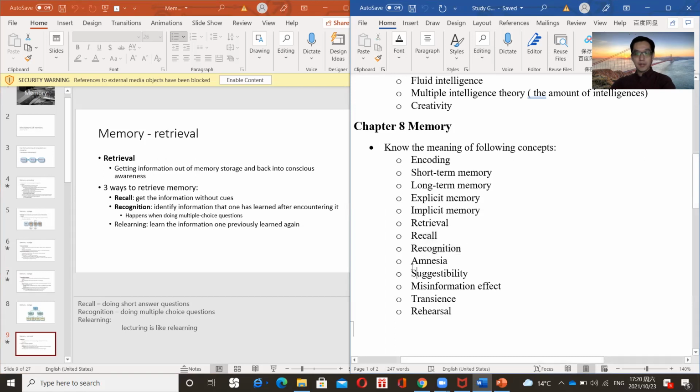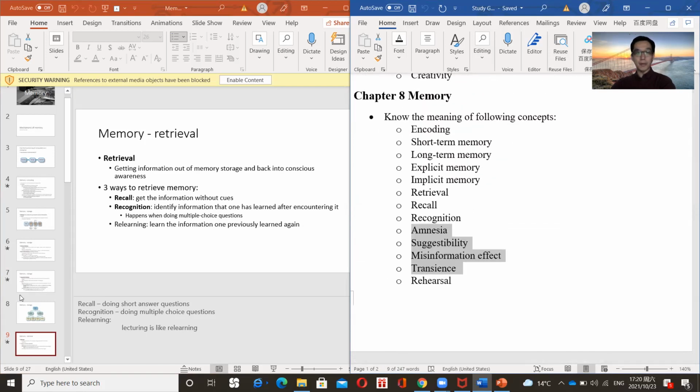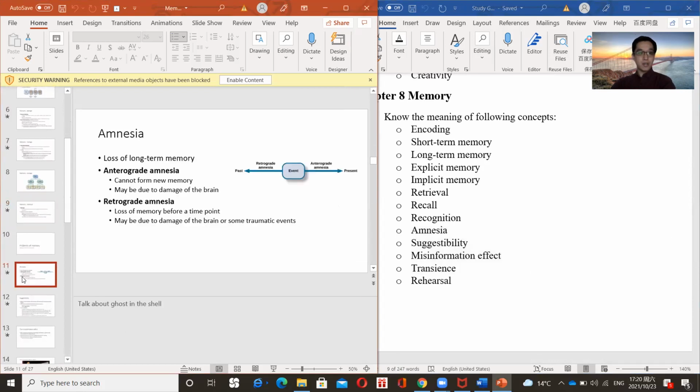And these concepts, amnesia, suggestibility, the missing information effect, and the transience, are about the problems of the memory system. So amnesia is just the loss of long-term memory. That's a disorder. That's amnesia.